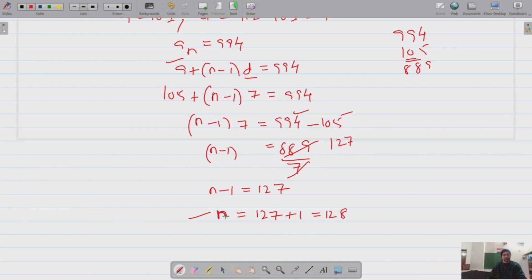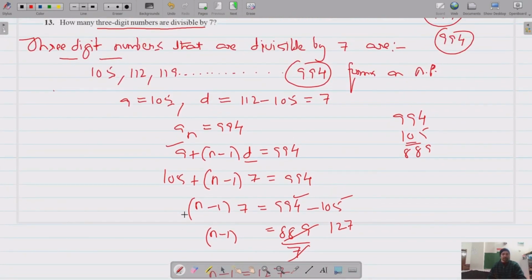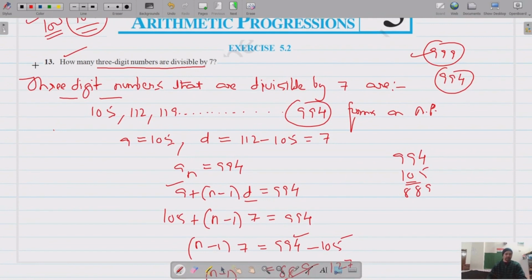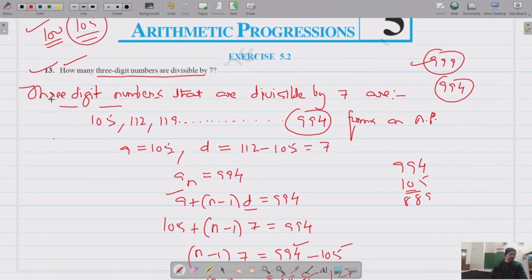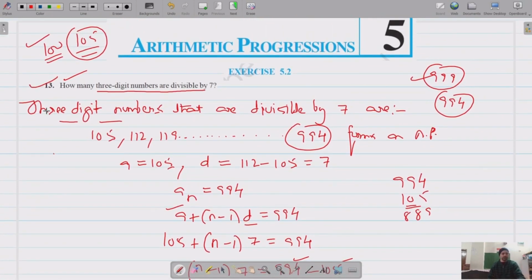So there are 128 three-digit numbers that are divisible by 7. So this solves our question number 13.